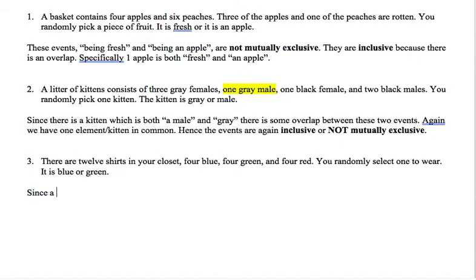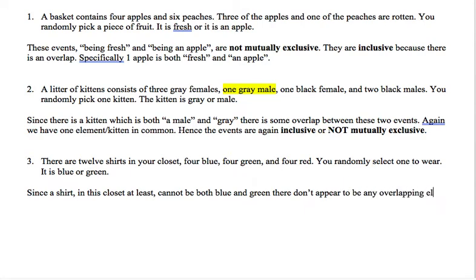So I'm going to say since a shirt in this closet, at least, cannot be both blue and green, there don't appear to be any overlapping shirts, and I'm going to write this the same way I said before: set theory, elements, which in this case are shirts. Hence, or therefore, the events are mutually exclusive. And whenever you have mutually exclusive events, when you're doing OR probabilities, you're going to find that they're much easier to do, and you probably don't even need to draw a Venn diagram. So let's go and look at an application problem now and do some computations where we do have to draw a Venn diagram.